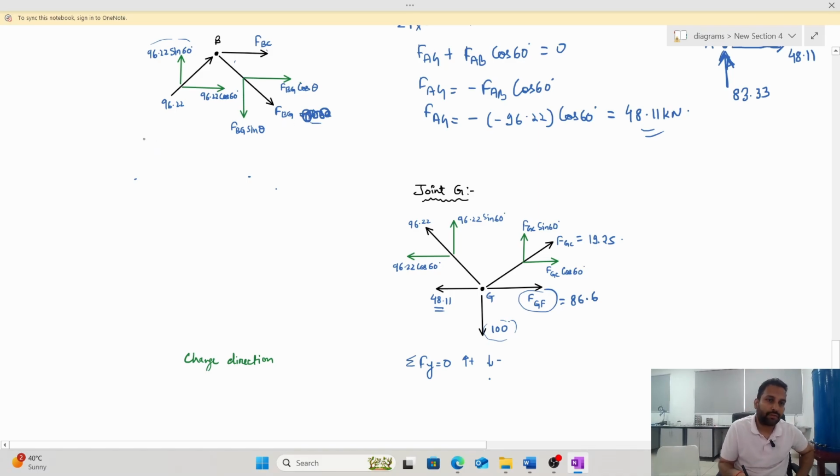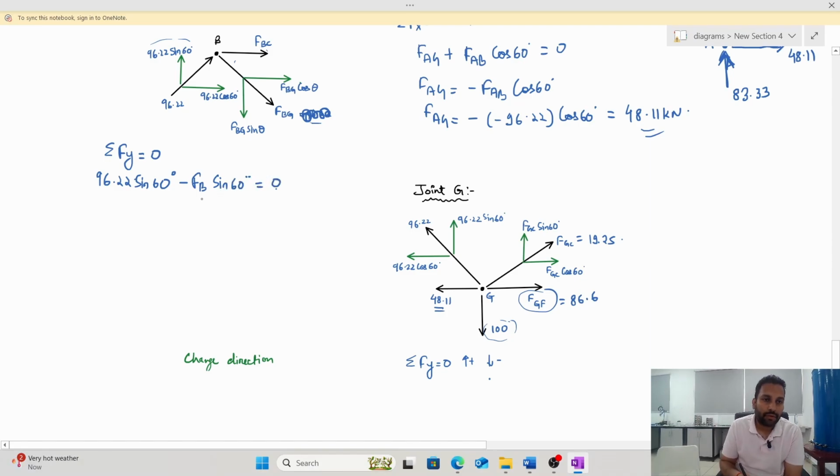Okay, so let us do it step by step. Same method: you need to do summation of forces in y direction equals 0. Whatever is going up is positive, so 96.22 sin 60 is going up, and this is going down. So I will write negative FBG sin 60 equals 0.